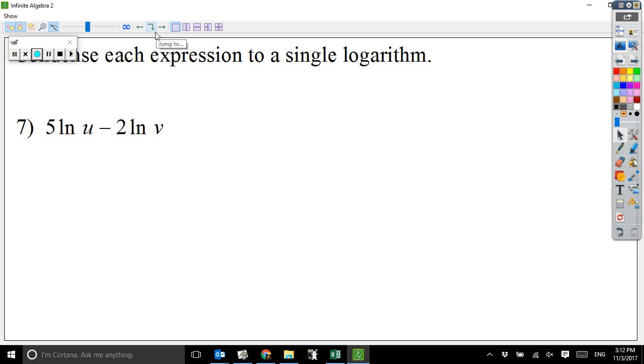I'm also going to go ahead and try number 7. I know I mentioned just doing 1 and 3, but I do want to try number 7 because it has the ln and it's subtraction. So let's look at this one together as well.